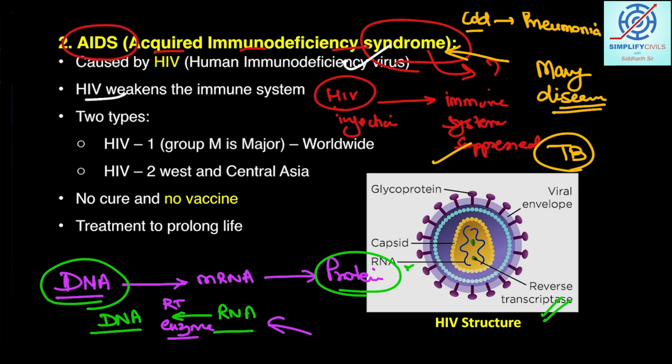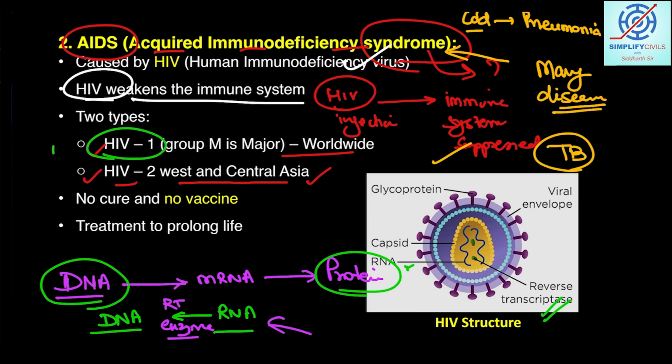I have already told you that HIV weakens the immune system of an individual, and there are basically two types: HIV type 1 and HIV type 2. With respect to type 1 and type 2, we can classify them according to the location where they are mostly prevalent and infecting people. HIV type 1 is spread worldwide. However, type 2 is more localized towards West and Central Asia. Okay. Within type 1, which is the more serious problem, there are many groups.